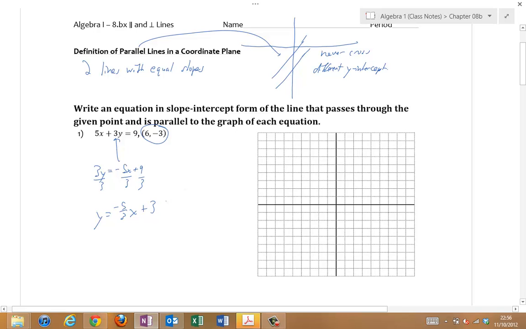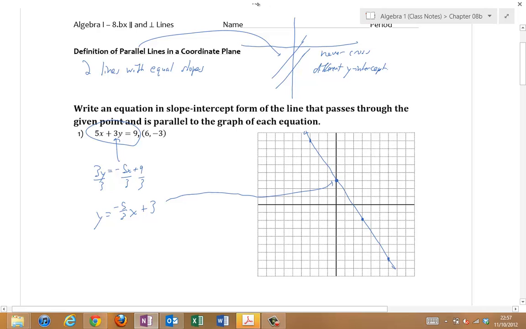If I graph this line, we go y-intercept of 0, 3. Negative 5/3 means up 5, but then left 3. Or down 5, right 3. And I have enough room here to do another down 5, right 3. Connect. Okay, that's the line. That's this line here.